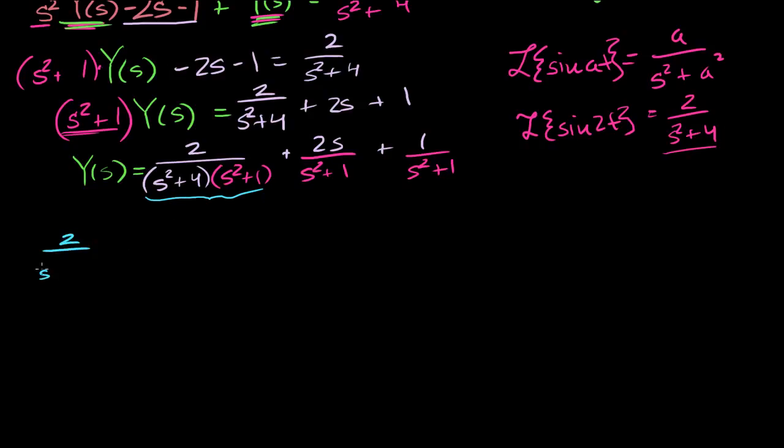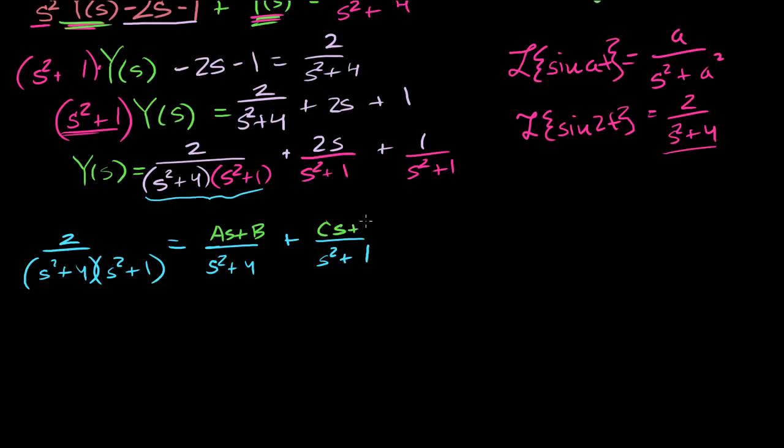2 over s squared plus 4 times s squared plus 1. I'm going to break this up into two fractions. This is the partial fraction decomposition. One fraction has denominator s squared plus 4, and the other fraction has denominator s squared plus 1. Since both of these denominators are of degree 2, the numerators are going to be of degree 1. So let me write it this way. This one will be as plus b, and then this one will be cs plus d.